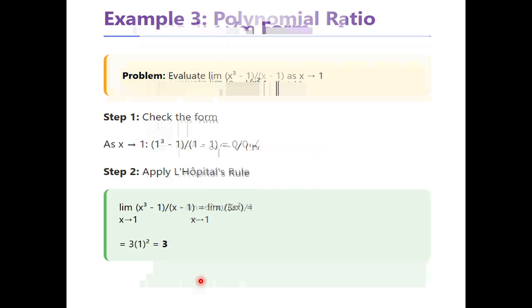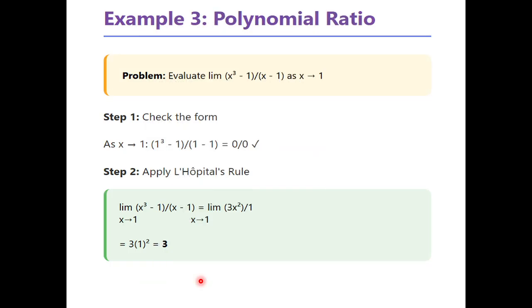Now we are dealing with the third case in which we are given the polynomial ratio in the form of p(x) over q(x). First of all, if we put the value of 1 in place of x, then the answer will be 0 over 0, which is indeterminate form. And then we apply the L'Hopital rule, which says derivative of the numerator divided by derivative of the denominator. If we do so, then the expression will become 3x square over 1, and then we replace x by 1, and it will become 3.